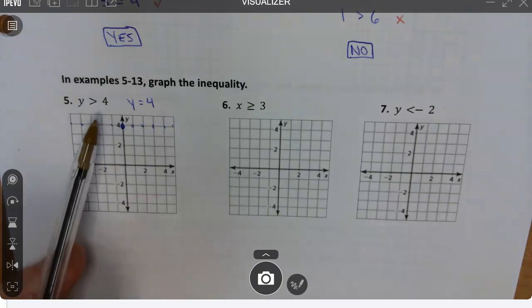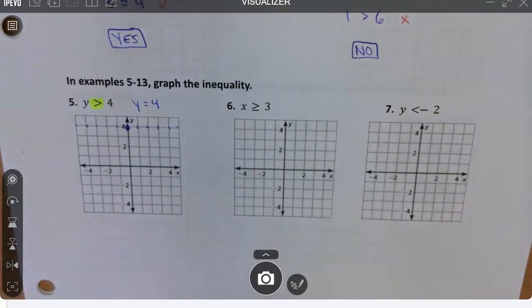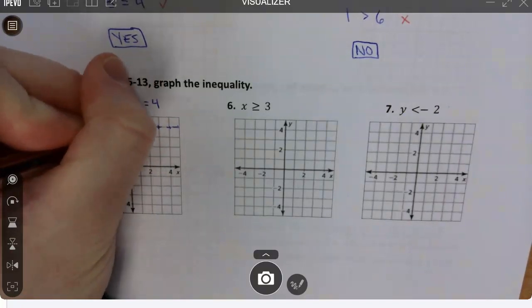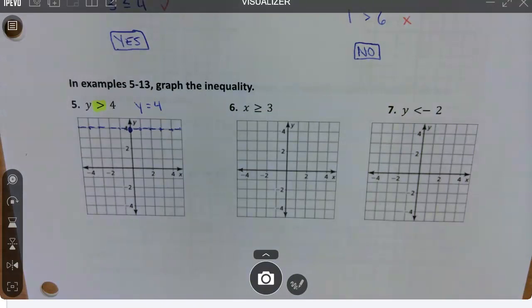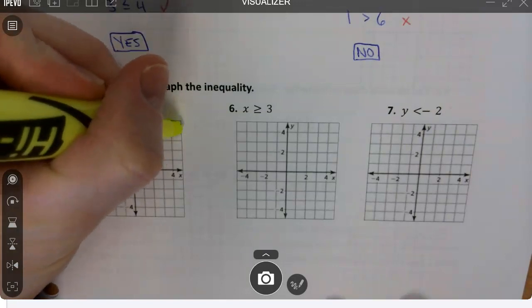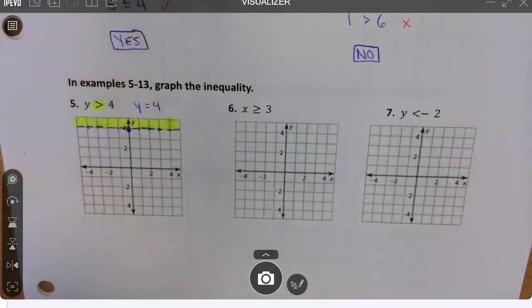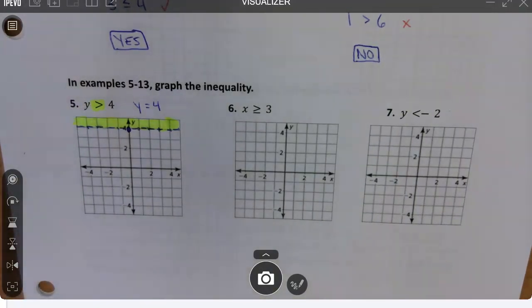Now when I connect these points, I still go back to, well, what's my inequality sign? If it's just greater than, remember that means dashed. So when I connect these points, I'm just doing it with a dashed line. And then if it's y is greater than 4, think about where that is on the graph. It's all the area that is above 4. So that is the section that is the solution to my graph, because 5 would be greater than 4, 6 would be greater than 4, 10 would be greater than 4. Anything above 4 on the graph is greater than 4.